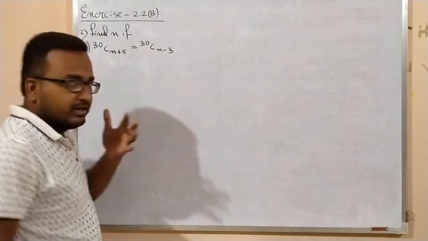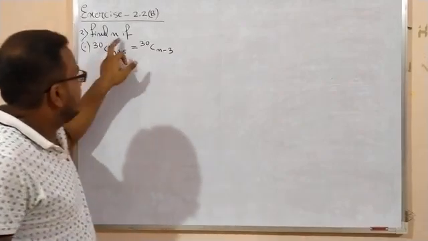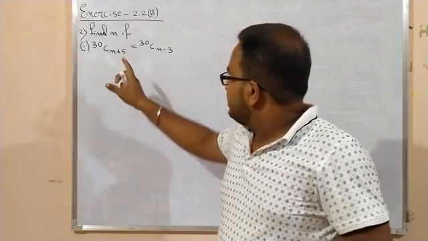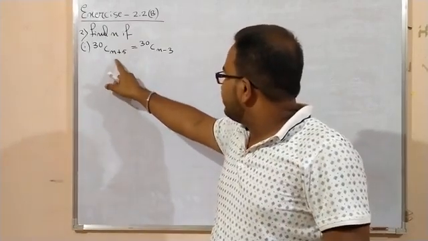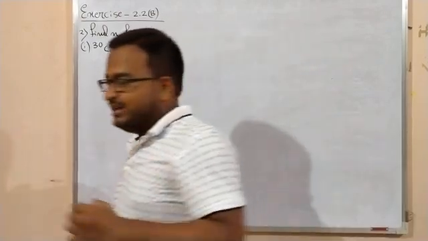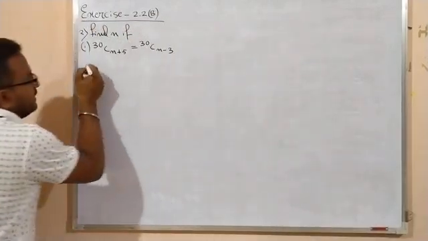So let us start number 2. The equation is find n if this equals this. That means two combinations are the same. So for what values of n are these two quantities the same? Our job is to find the value of n. So let us solve it.